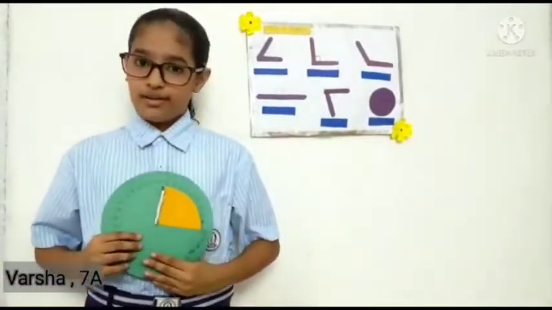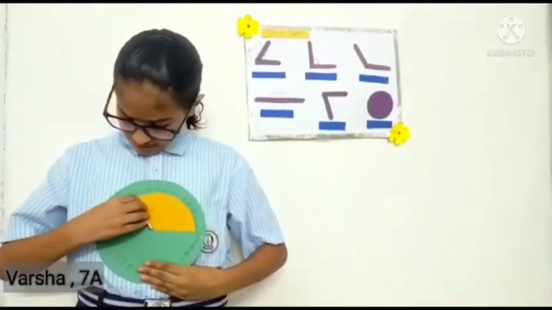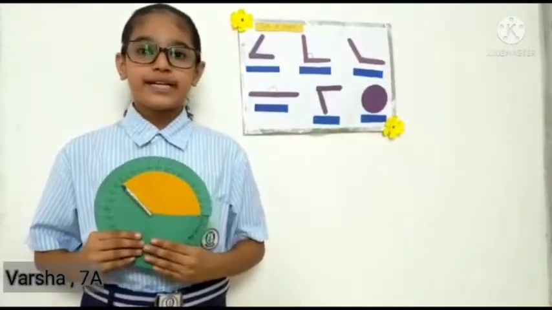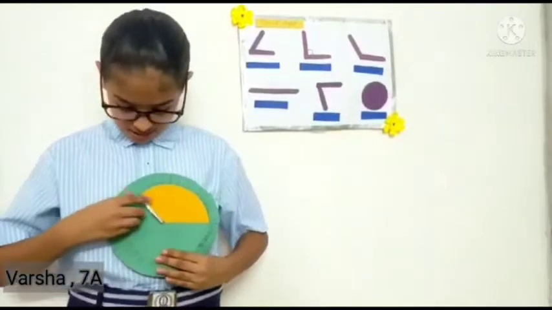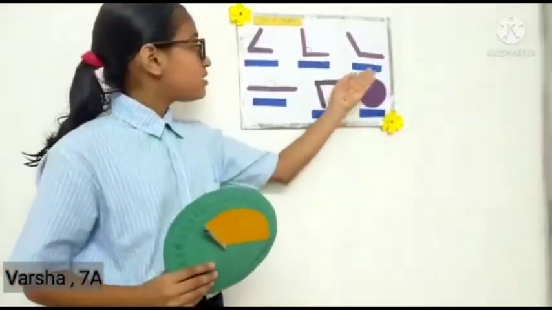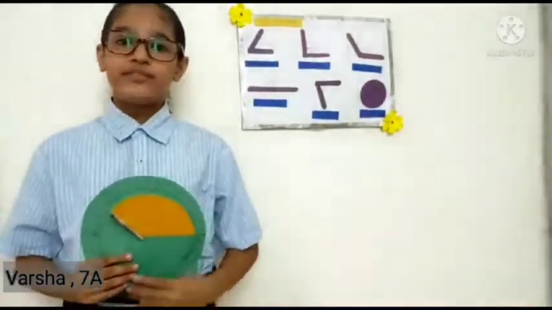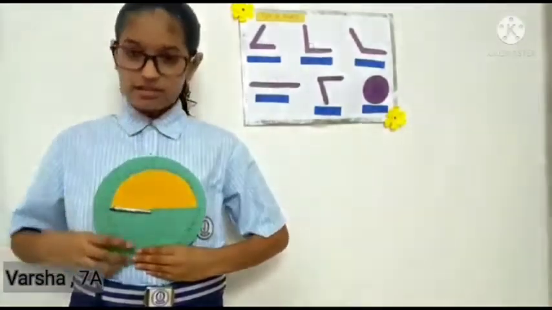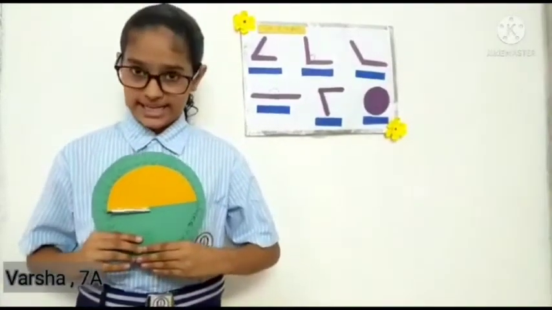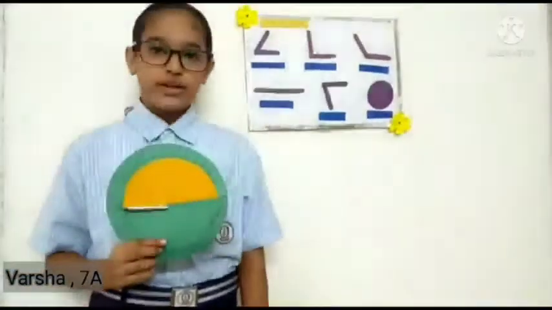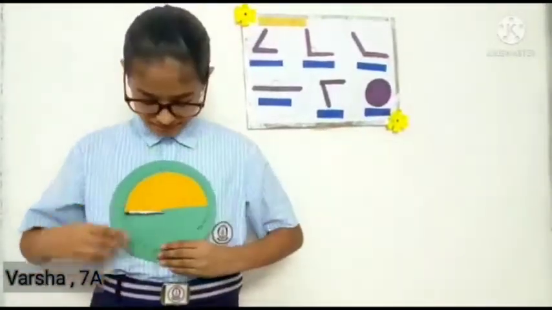Now let's move on to the other angle. The next is obtuse angle. So obtuse angle measures more than 90 degrees but less than 180 degrees. As you can see here, it measures 150 degrees. And this is an obtuse angle. The next angle we have is a straight angle. So a straight angle exactly measures 180 degrees as you can see in the figure. The next one we have a reflex angle.